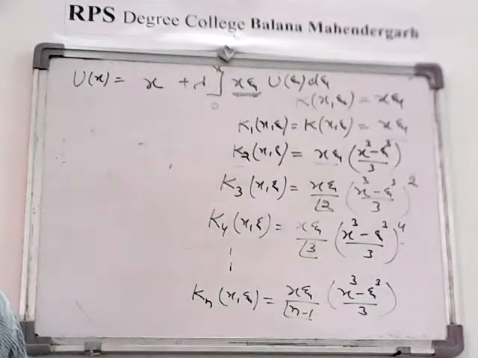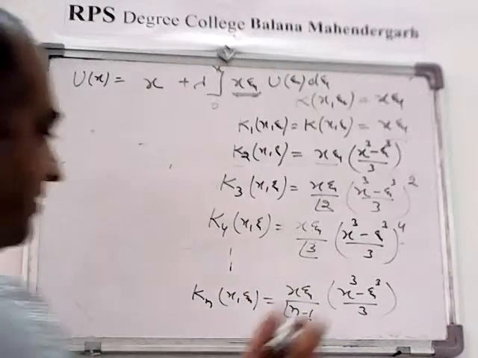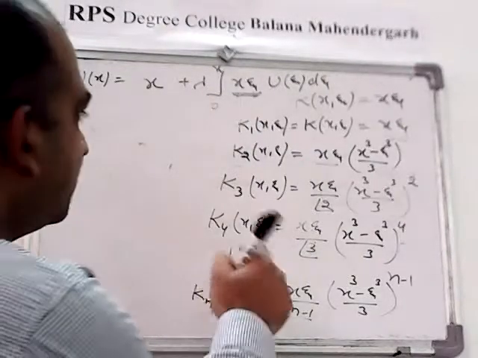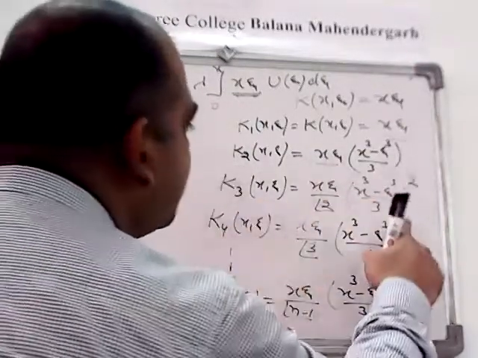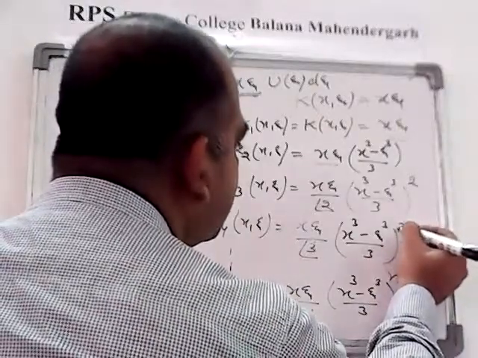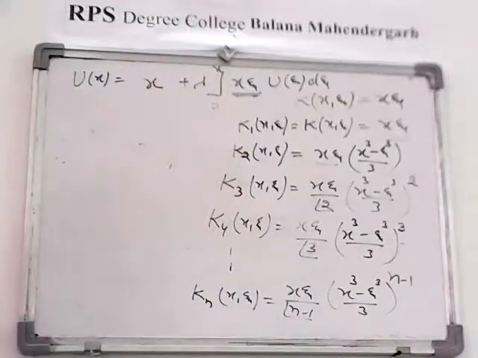In case of k1, we are getting xi. In case of k2, we are getting x xi times (x cube minus xi cube) by 3 raised to power 1. In case of k3, we are getting (x cube minus xi cube) by 3 whole square. So in the case of kn, what will we have? We will have at this position n minus 1. So at k3 it is 2, and in the case of k4, here will be 3. Just a little mistake. So we have 3 here.